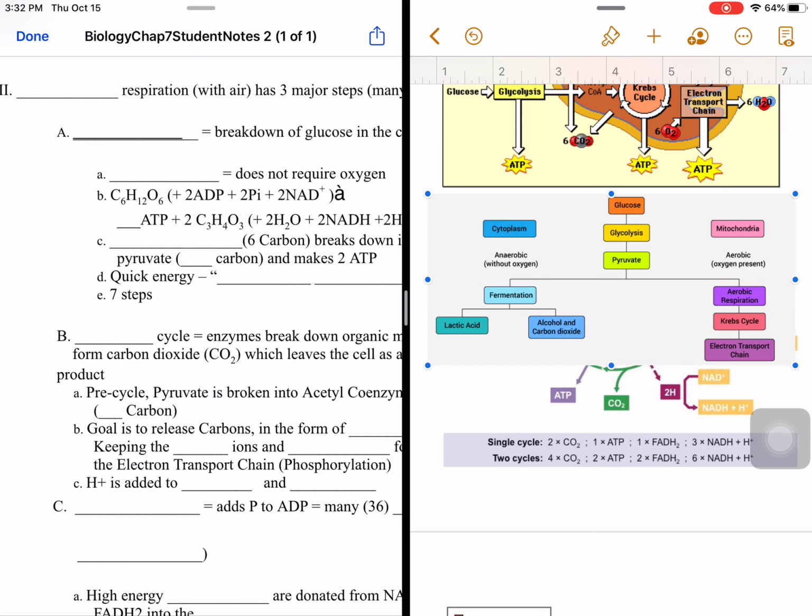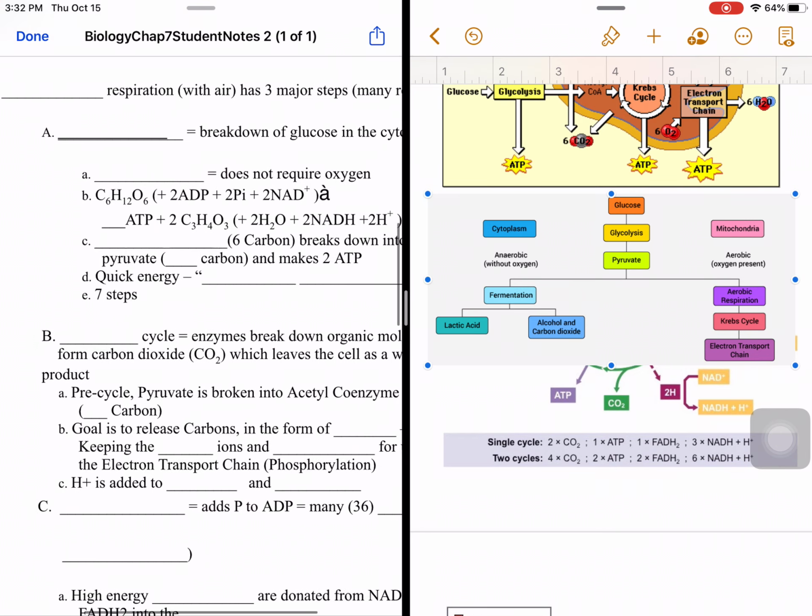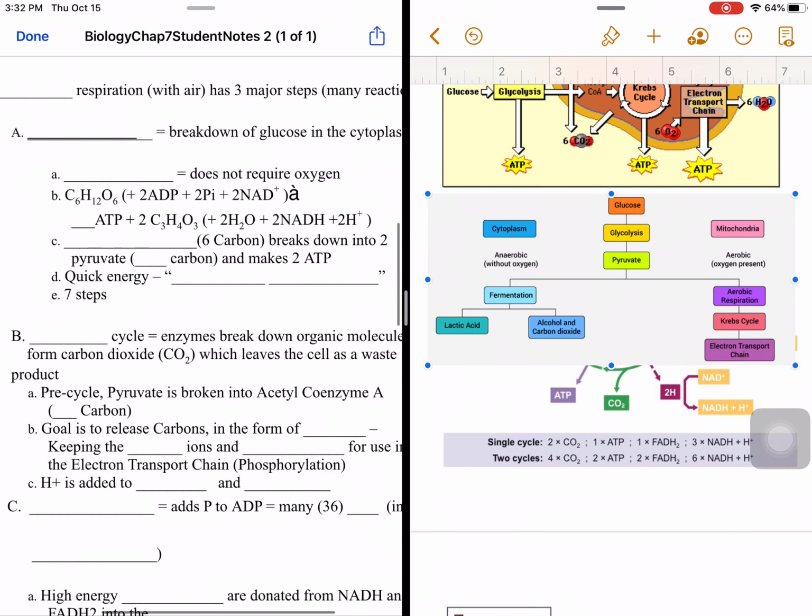It is anaerobic, which means it does not require oxygen. You have this big fancy formula, C6H12O6, which is simply glucose. And then these are the molecules coming into it that are going to make the energy molecules. One of the things that glycolysis makes is a little bit of energy in 2 different ways. It makes ATP and it makes NADH, which is an energy carrier.